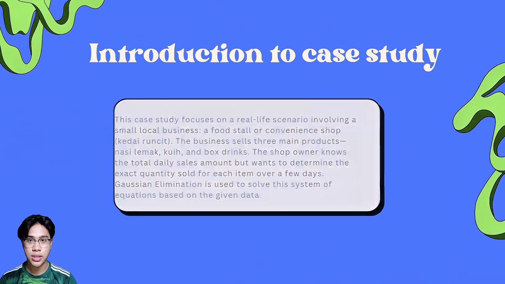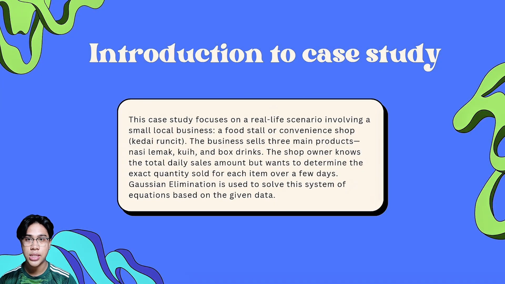Next, introduction to a case study. This case study focuses on a real-life scenario involving a small local business, a food store or a convenience shop known as kedai runcit. The business sells three main products: nasi lemak, kuih, and grocery. The shop owner knows the total daily sales amount but wants to determine the exact quantity sold for each item over a few days. Gaussian elimination is used to solve the system of equations based on the given data.